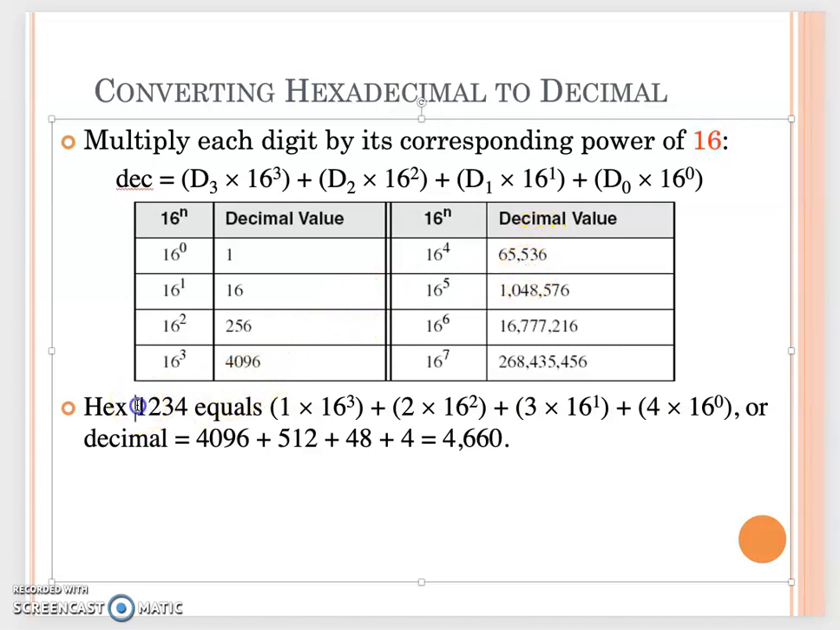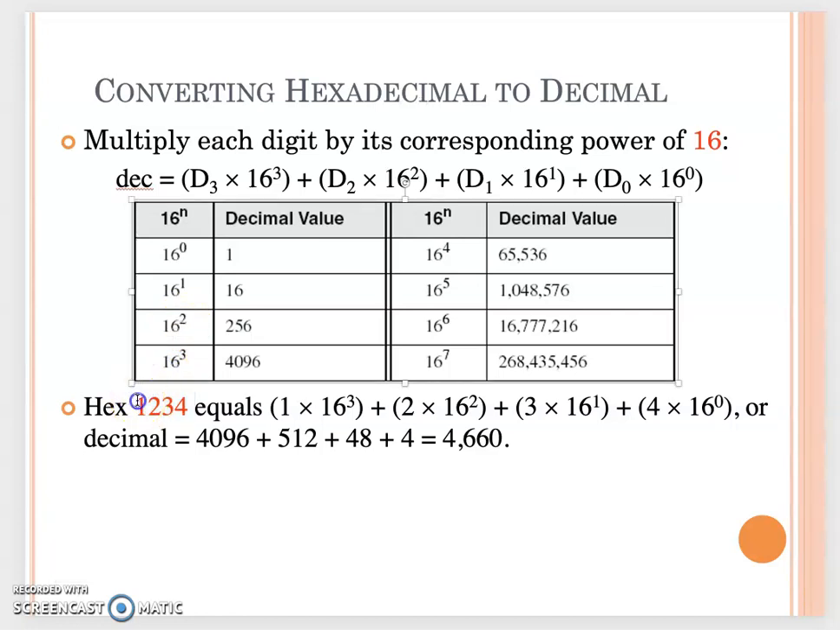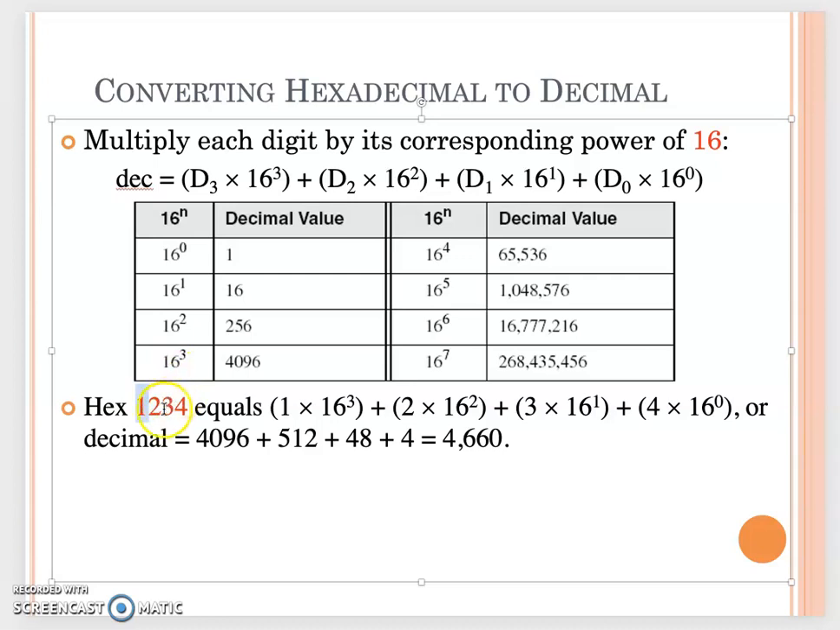So for example, here I have a hex number: 1, 2, 3, 4. Here the 4 represents 16 to the 0th power. The 3, the digit value will be 16 to the 1st power. The same thing, 2 will be 16 squared. The 1 is 16 to the 3rd power. So you just need to multiply each digit by the corresponding value. So that's why 1 times 16 cubed, 2 times 16 squared, 3 times 16.